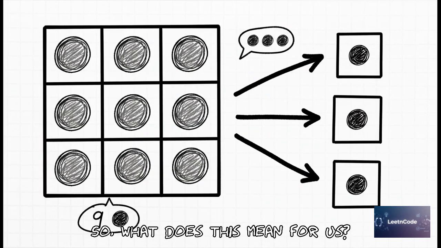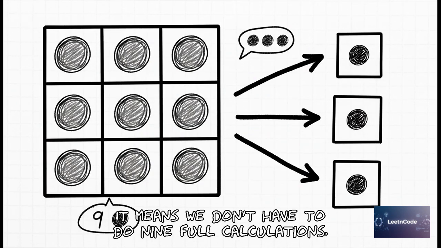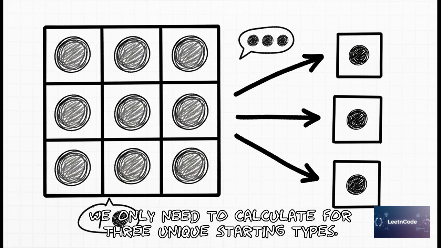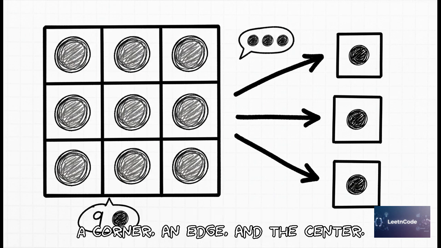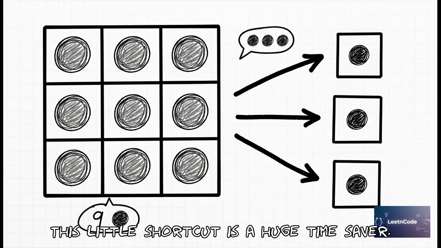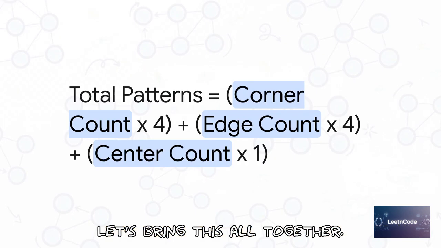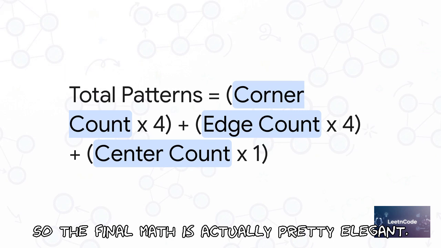So what does this mean for us? It means we don't have to do 9 full calculations. Nope, we only need to calculate for 3 unique starting types: a corner, an edge, and the center. That's it. This little shortcut is a huge time saver. All right, time to count all the valid patterns. Let's bring this all together. So the final math is actually pretty elegant.